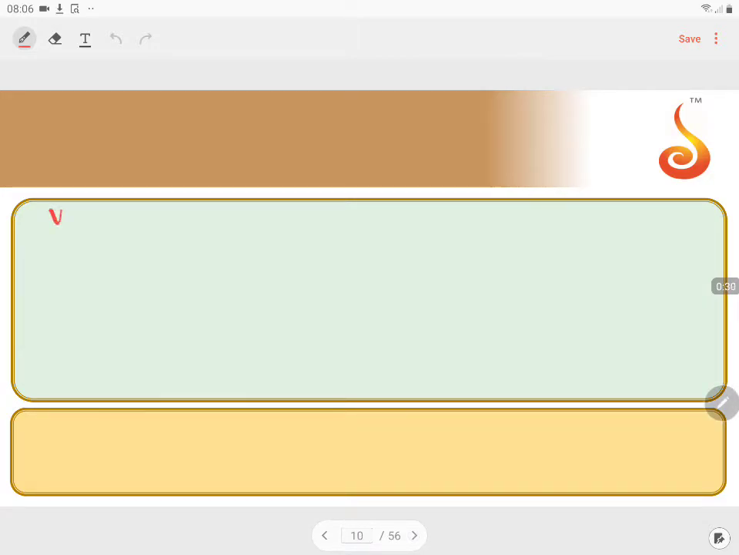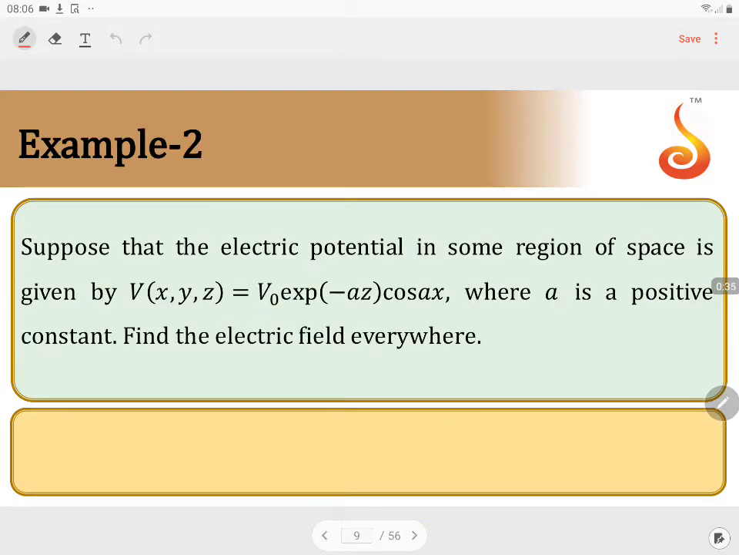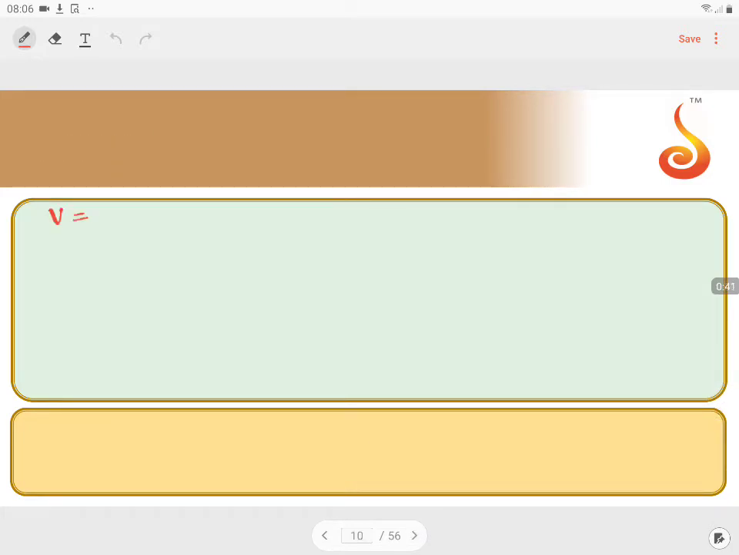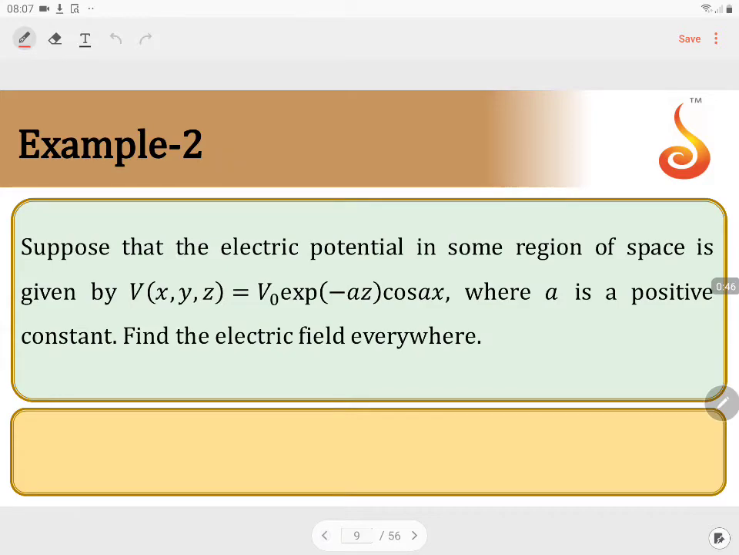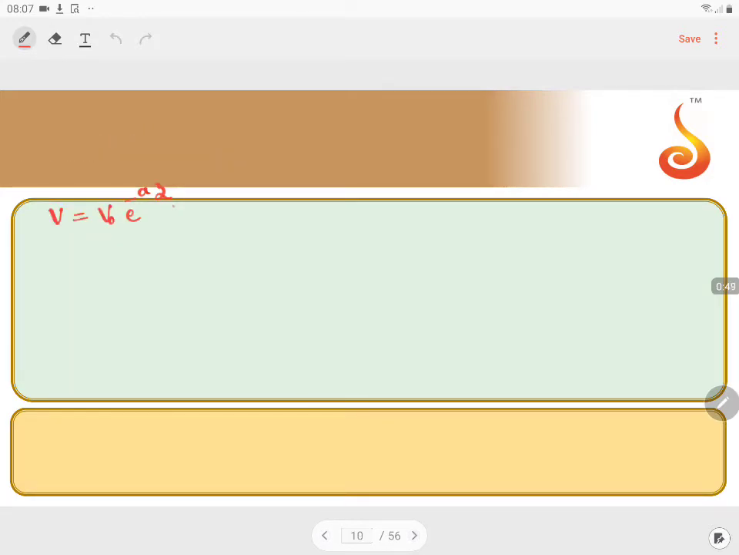The potential given here is V equal to V naught into e to the power of minus Az into cos Ax. Now this relation we have, electric field is given by minus dou V by dou x i cap plus dou V by dou y j cap plus dou V by dou z k cap.